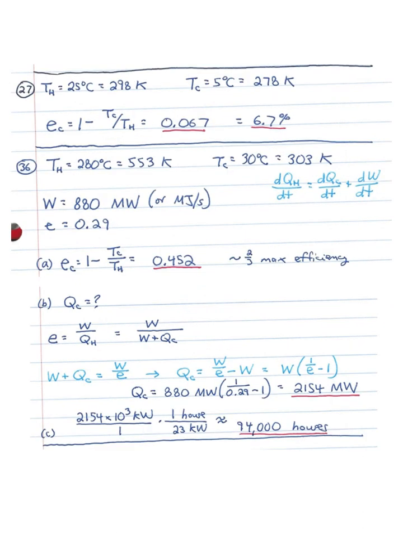Number 27, about the ocean thermal energy conversion, OTEC, is an energy producing scheme that uses the temperature difference between warm ocean surface waters in the tropics and cooler water several hundred meters down below. And it gives the two different temperatures. Here I've converted them to Kelvin. And we're to compute the Carnot efficiency, so we'll use the equation 1 minus T sub C over T sub H, and we get a pretty low efficiency of 6.7%.